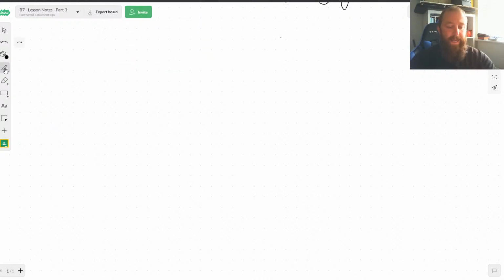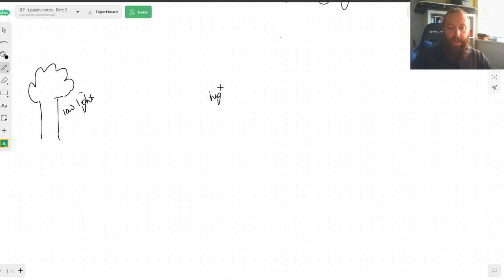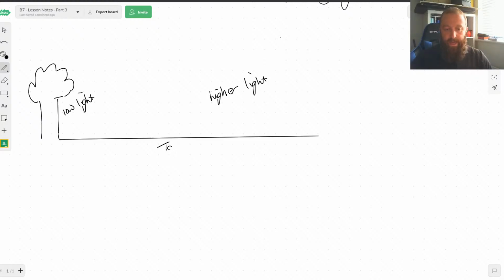So a transect line is literally a tape measure. So let's just imagine, technical drawing now. There's my tree. Okay, so we're going to get some low light here, and we're going to go out to higher light levels here. And what we're going to do is run a tape measure out from the tree. So let's just call this our tape measure. Now, you would normally decide what distance you wanted to do, and some of this comes down to the size of the quadrat.